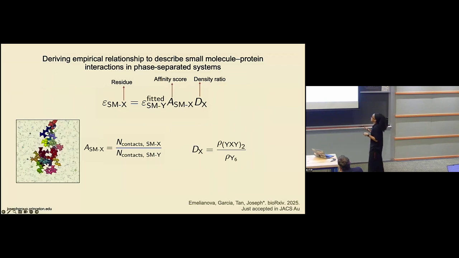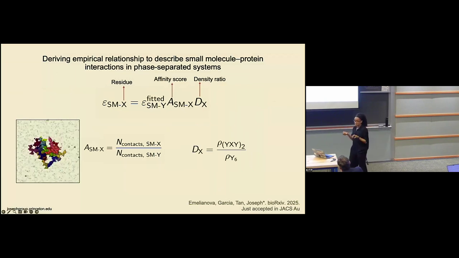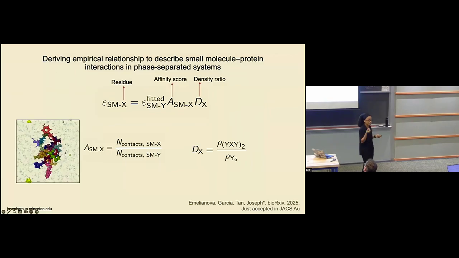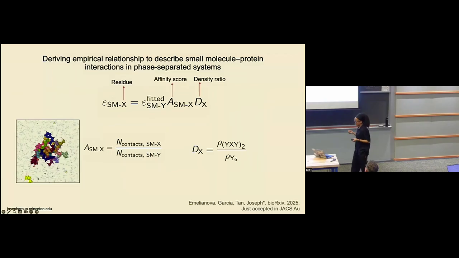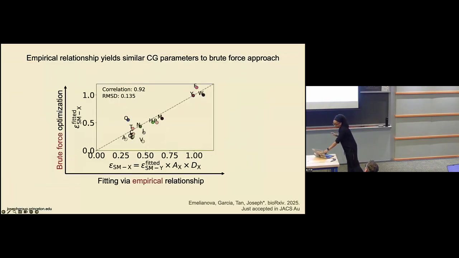And we also take into account the environment of the condensate, or the impact that a given residue has on the condensed environment. And the short end of that is that by taking into account both the interactions that the small molecules make with residues, as well as the condensate environment, this empirical relationship that we use for fitting the parameters for the small molecules does very well in comparison to our brute force approach.